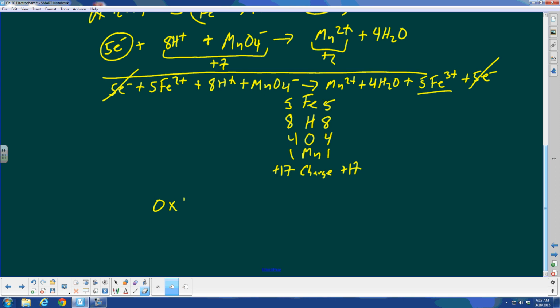What is oxidizing? We said iron is oxidizing. So what is my oxidizing agent? What is causing it to oxidize? Well, my permanganate. What is reducing? Well, we said my manganese is reducing. And how do I know that? Remember, we look at oxidation states. My manganese went from plus 7 to plus 2, so it dropped, so it reduced, so manganese is reducing. What is my reducing agent? Well, it's what's causing my manganese to reduce. It's going to be my iron 2 is my reducing agent. Woohoo! Okay, let's see. What's next?